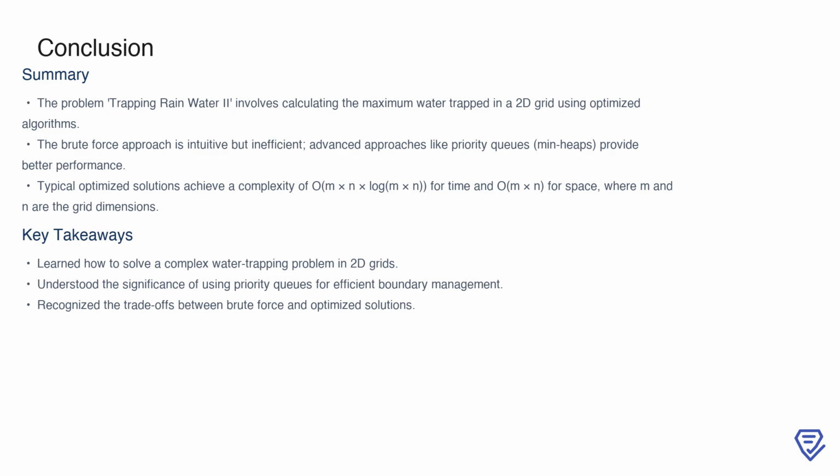Great job making it to the end of this problem. Today, we learned how to solve trapping rainwater 2 efficiently using advanced techniques like priority queues. Remember the importance of balancing time and space complexity, and apply these takeaways in similar problems.